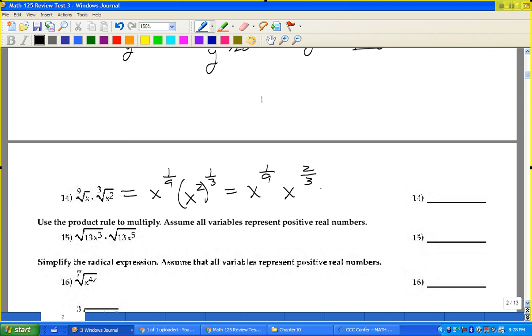In order to simplify this, I'm going to have to get a common denominator. The common denominator in this case is 9. So let me multiply and divide by 3. And so I get x to the 1/9 times x to the 6/9. So I'll add exponents. 1/9 plus 6/9 is 7/9.